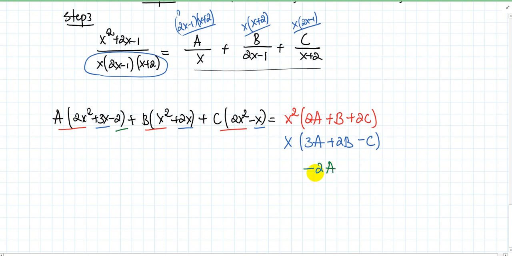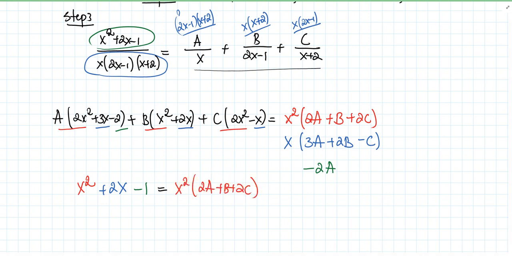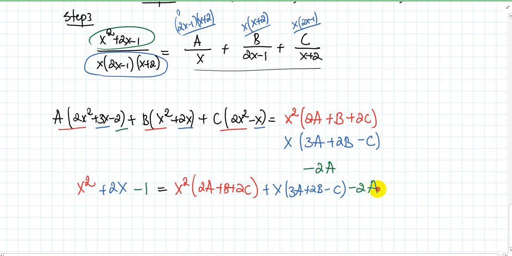So this should be equal to what? To this polynomial, right? Basically, let me write this: x squared plus 2x minus 1 should be equal to x squared multiplied by 2A plus B plus 2C, plus x multiplied by 3A plus 2B minus C, minus 2A, right?